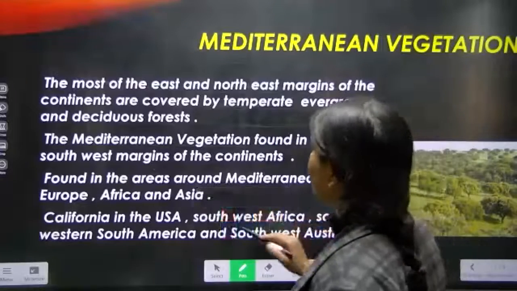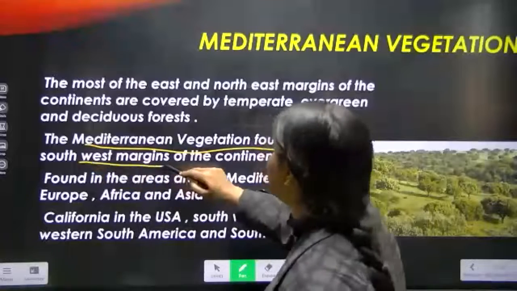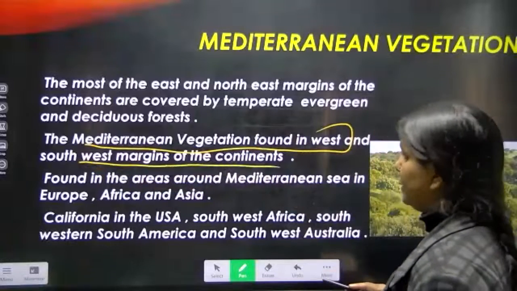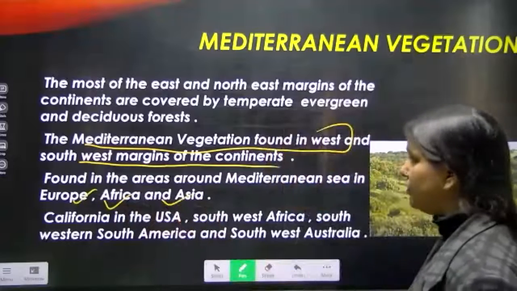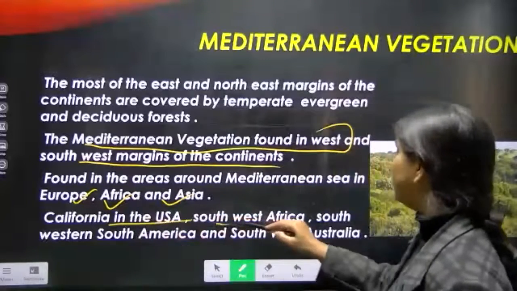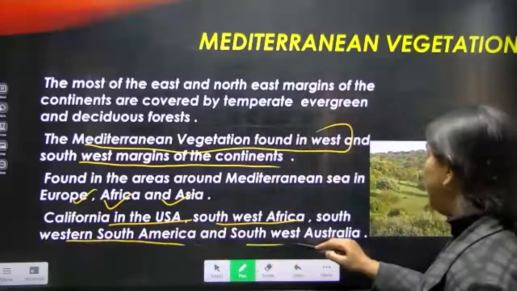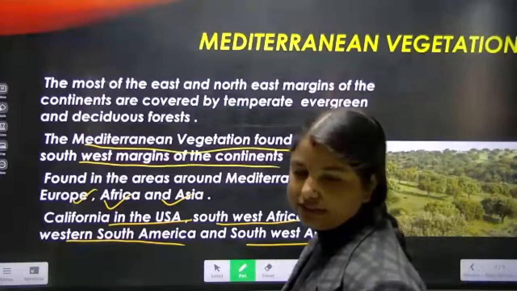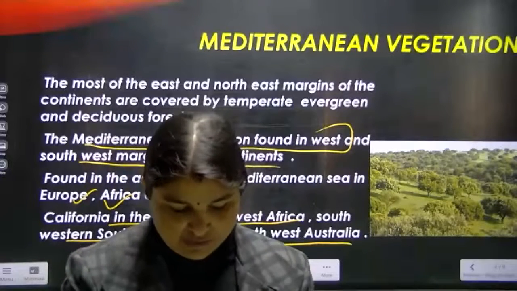Now students, we will continue over here, and in that we will see the Mediterranean vegetation found in the west and southwest margin of the continent. And where do we find them? We find them in Europe, Africa and Asia. Now California in USA, southwest Africa, southwestern South America and southwest Australia. These are the different regions where we find this Mediterranean vegetation.